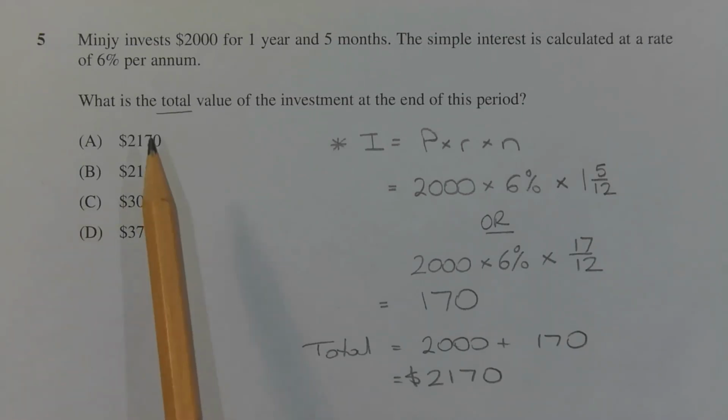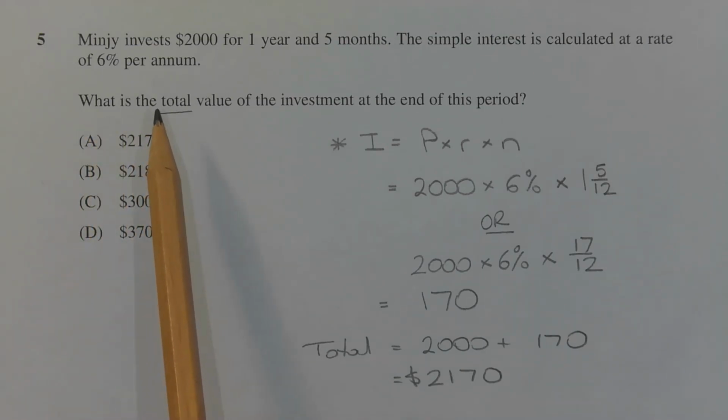The second detail is that the question is asking for the total value of the investment, not just the amount of interest earned, which means we need to take into account the amount of money that was invested in the first place. We add that to the interest that we calculate, and that gives us the total value of the investment.